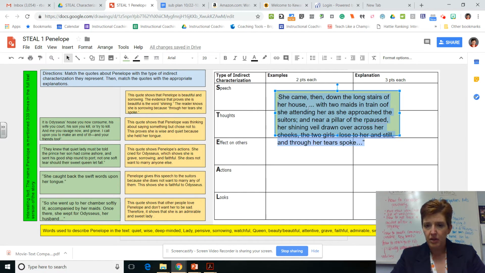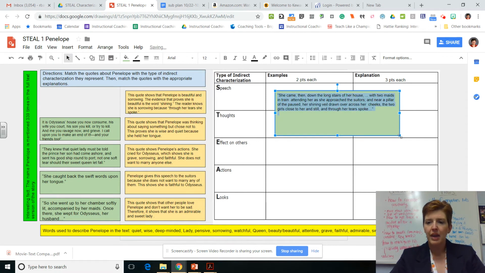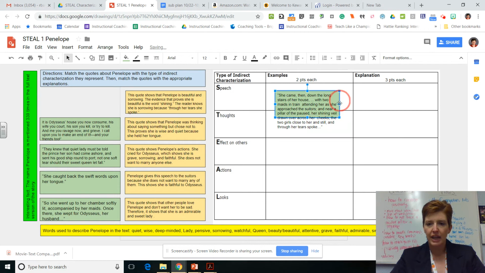it says here, "Then Penelope came down the long stairs of her house with two maids in a train, attending her. As she approached the suitors and near the pillar, she paused, her shining veil drawn across her cheeks. The two girls close to her, and still through her tears she spoke." Blah, blah, blah. So the basic point there is that she had a shining veil. So she looks shiny.